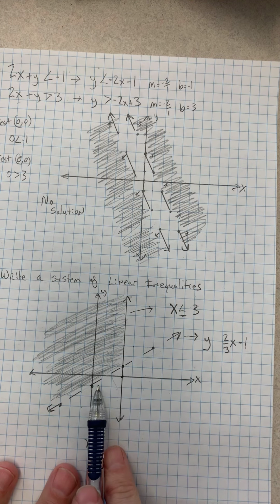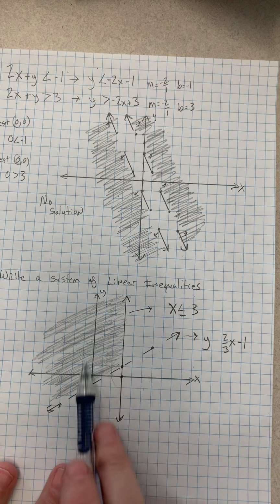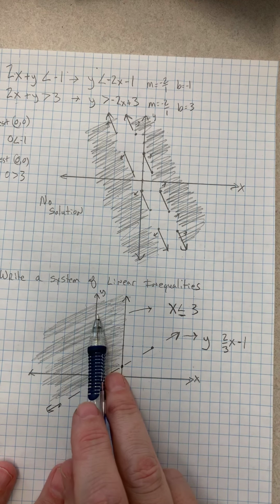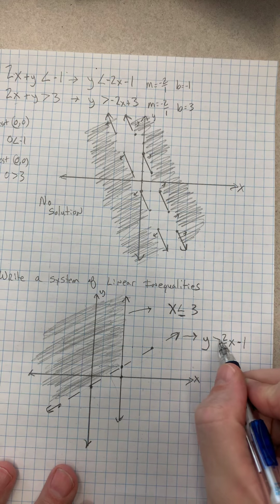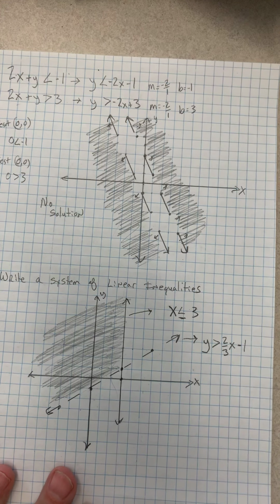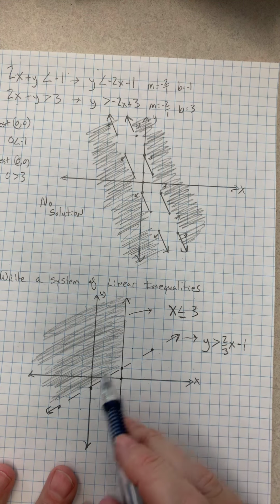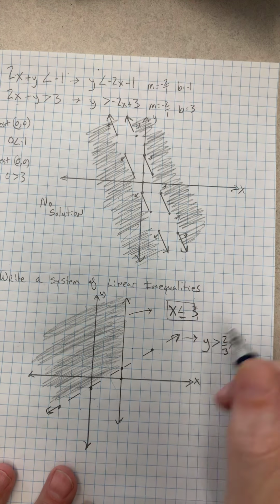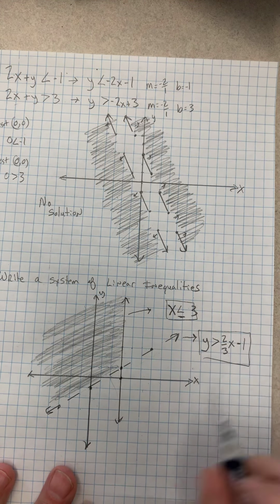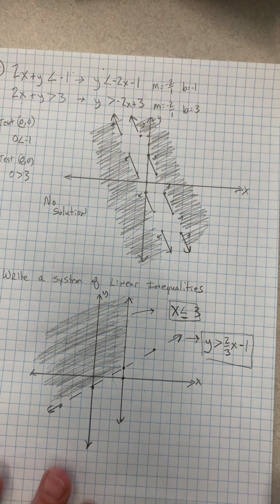I've got to consider my shading. What's shaded are y's that are above that, where they are greater than. It is not equal to, so I would have that. This is what they have in common. There are my two linear inequalities represented by that graph when we started.